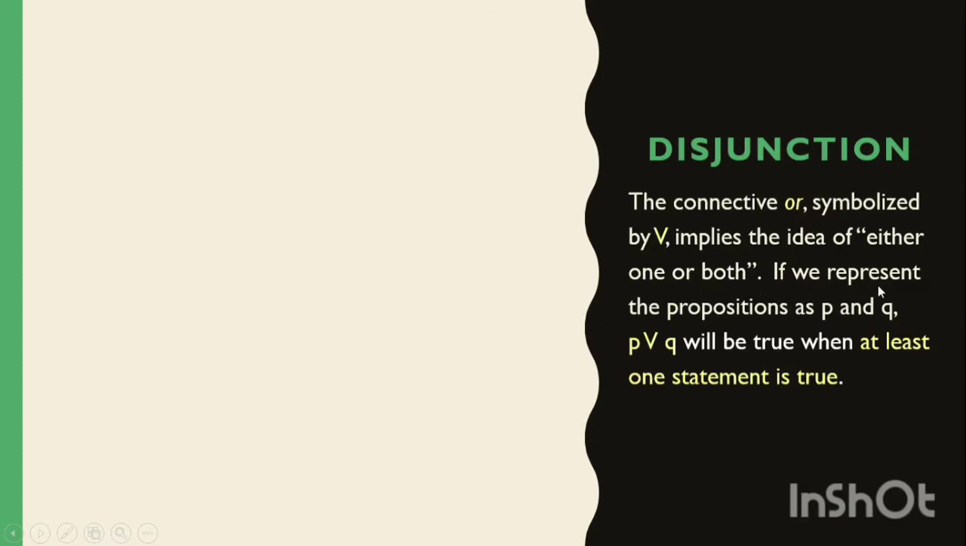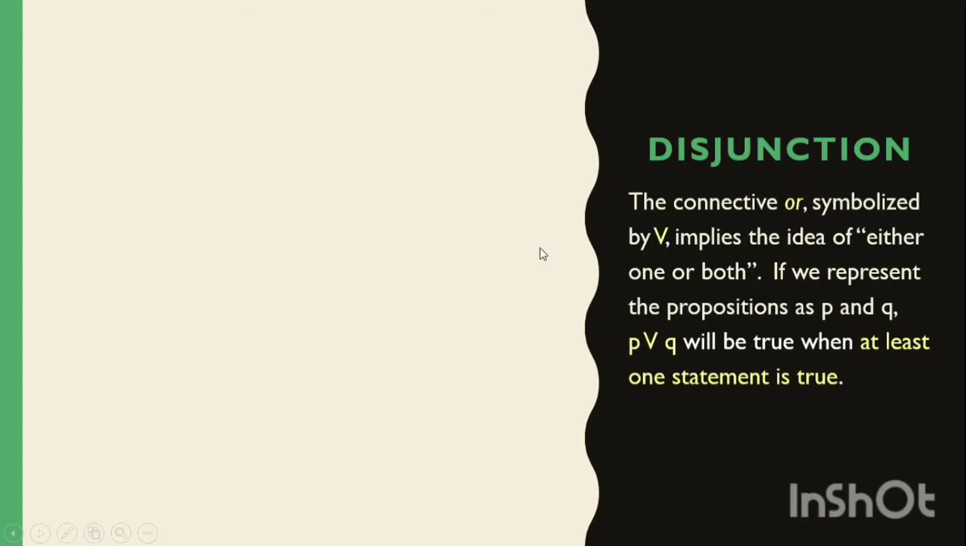So if we represent the propositions as P and Q, P or Q will be true when at least one statement is true. If P is true, then the whole statement will be true. If Q is true, then the whole statement will be true. If both of them are true, then the whole statement will also be true. If both of them are false, then that's the only time that the whole statement will be false.